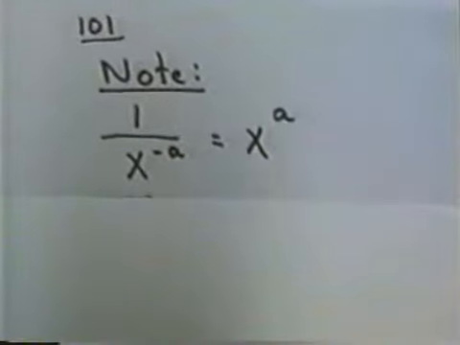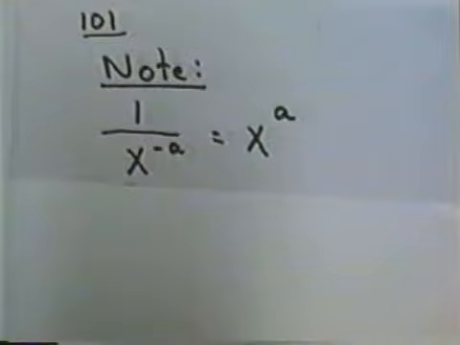Now I'm going to give you a little note that will save you much time later on. You already know that x to the negative a is 1 over x to the positive a. It's also true that 1 over x to the negative a is equal to x to the positive a over 1. In other words, the negative exponent tells you to take the reciprocal.